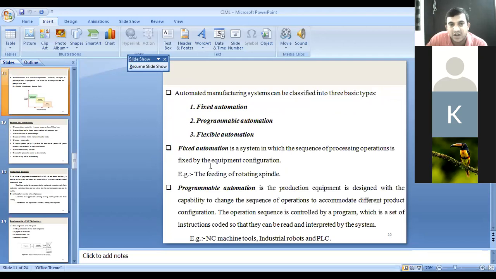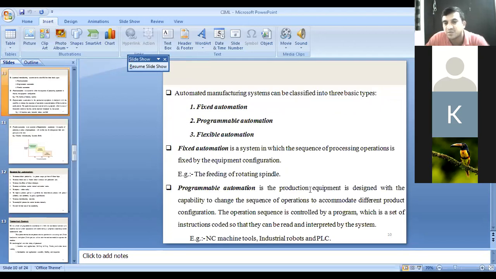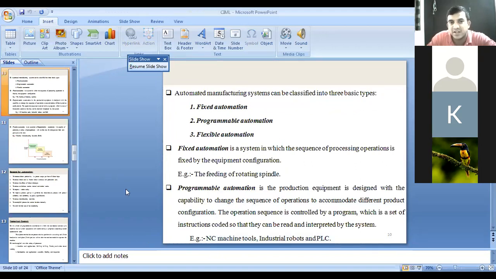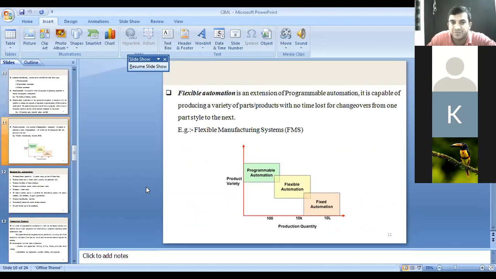Programmable automation is production equipment designed with the capability to change the sequence of operation to accommodate different product configurations. What are the different programmable automations here? You can see NC machine tools, CNC machine tools, industrial robots, and programmable logic controllers. These are programmable automation. In our lab also we use this type of automation.